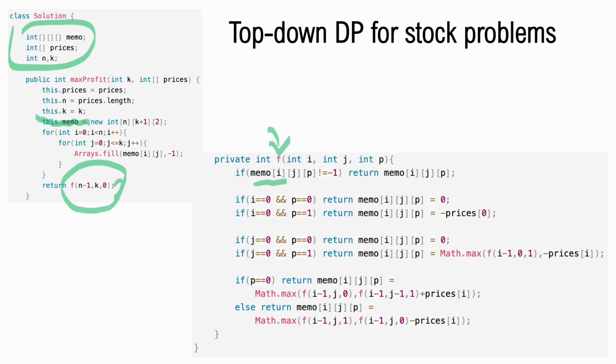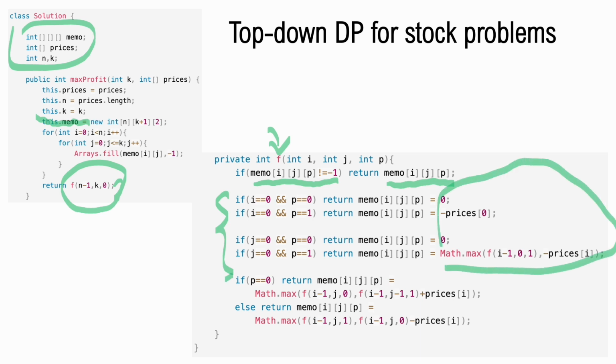If there's already a value in the memo, you just use the value directly, so you don't need to repeat solving the same problem again. And these are the base cases. Once you hit the base case, you will get the information you already know. These are the recurrent relations for i, j, p.